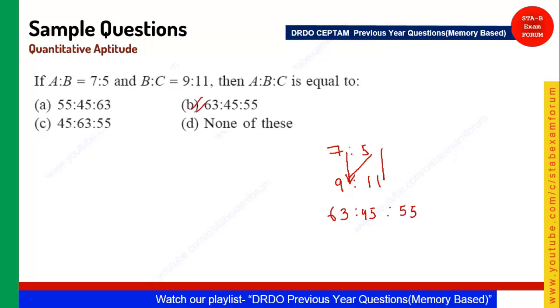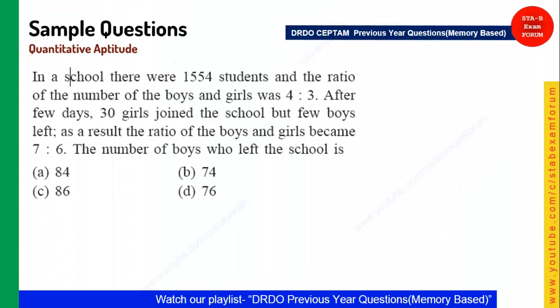And the other way is this: you make this B common, so multiply this with 9 and multiply this with 5, you will get the answer. Okay, because you need to make B common for both these ratios, so with that you can also get the same answer. So option B is the correct answer. A very simple one, but you should know the concept, that is for sure. Okay, let's see the next question.